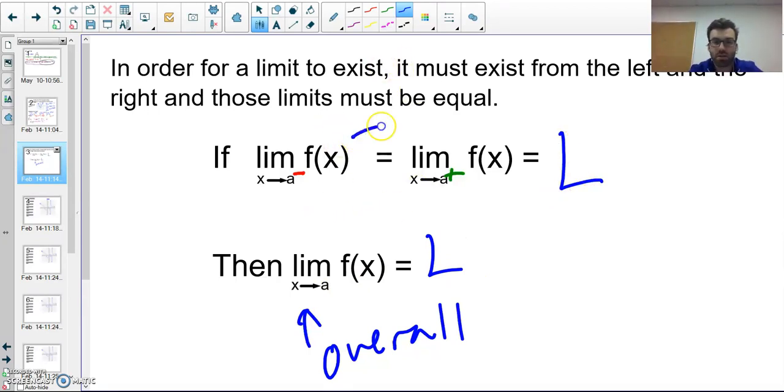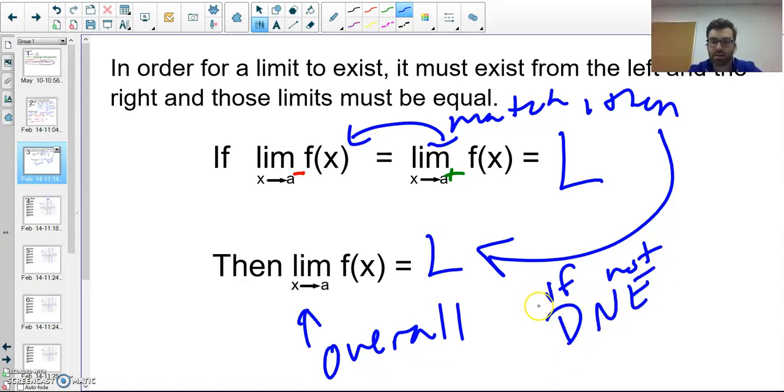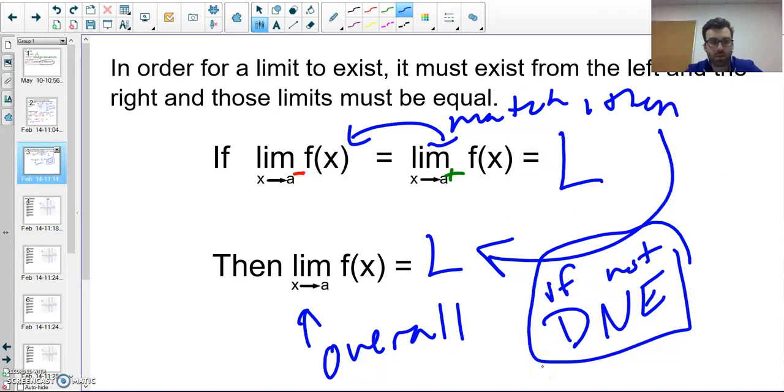If these two match, then this exists. Okay? If they don't match, if not, you write DNE for does not exist. I write DNE for does not exist. Okay? Am I missing anything? No, I think I'm good on that page. Alright? So let's try one.